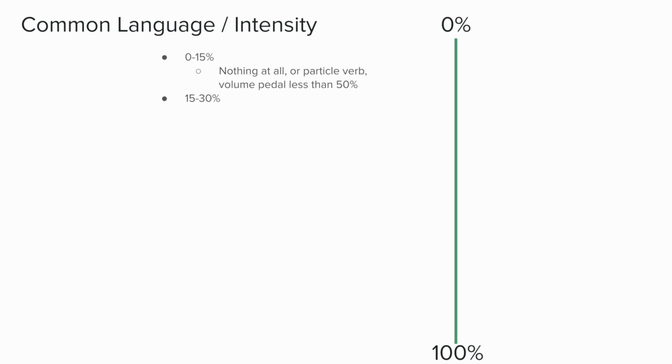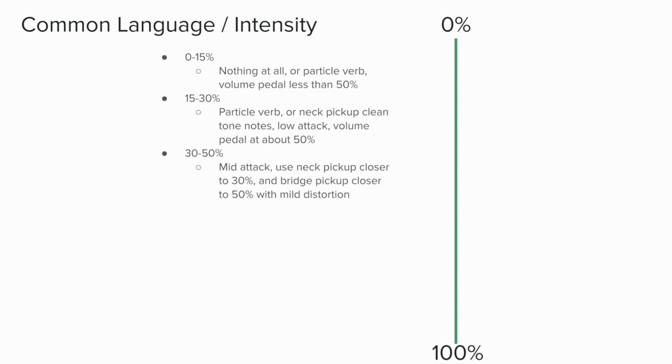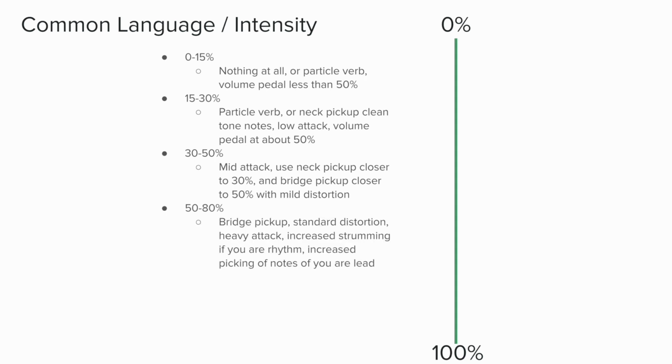Anywhere from 15 to 30%, you're going to either play particle verb towards 15%, or you could do your neck pickup with clean tone notes and low attack, and the volume pedal at about 50%. You can do that closer to 30% intensity when the platform director calls that out. Anywhere from 30 to 50%, you're going to have mid attack. Use your neck pickup closer to 30% and the bridge pickup closer to 50% with mild distortion, of course, at 50% intensity. Anywhere from 50 to 80%, you're going to be on your bridge pickup.